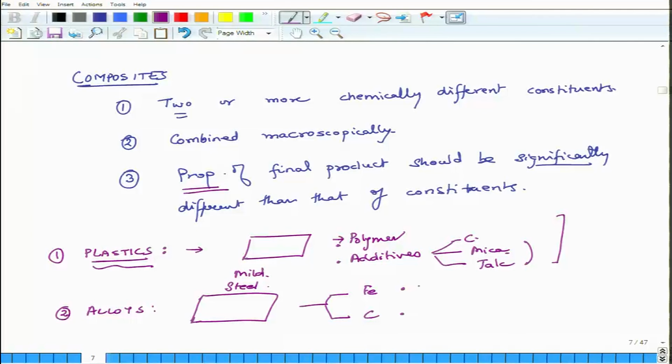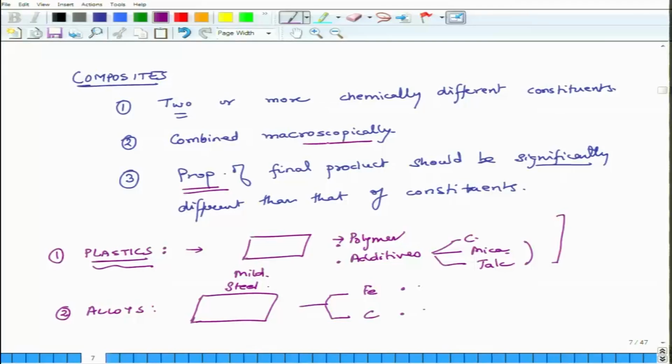So, you have two different chemical constituents, iron and carbon, you are mixing them and you are getting a new product called mild steel, and some of the properties are significantly different than that of iron and that of carbon, but still we do not call these types of alloys composites, because they are not combined at a macroscopic level. When you make a cross section and view these things in the microscope, you will not see two different materials.